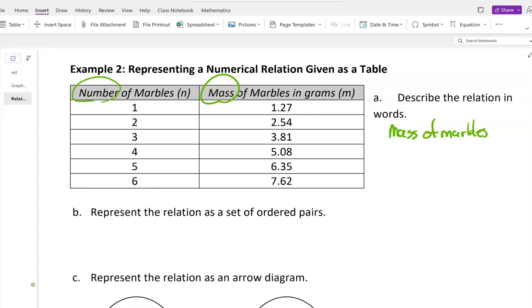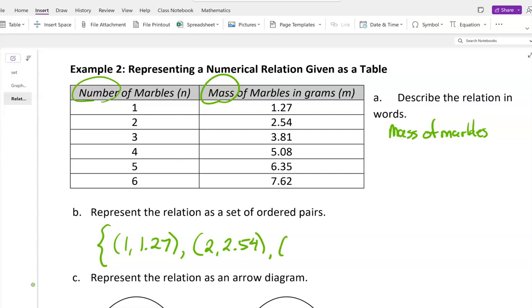All right, representing the relation as a set of ordered pairs. I would open up my set bracket, and my first ordered pair would be (1, 1.27). The next one would be (2, 2.54).